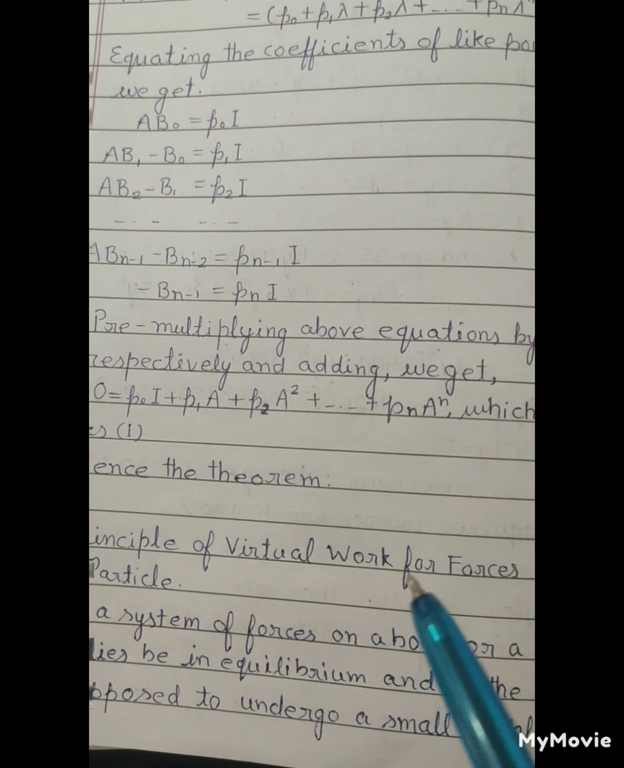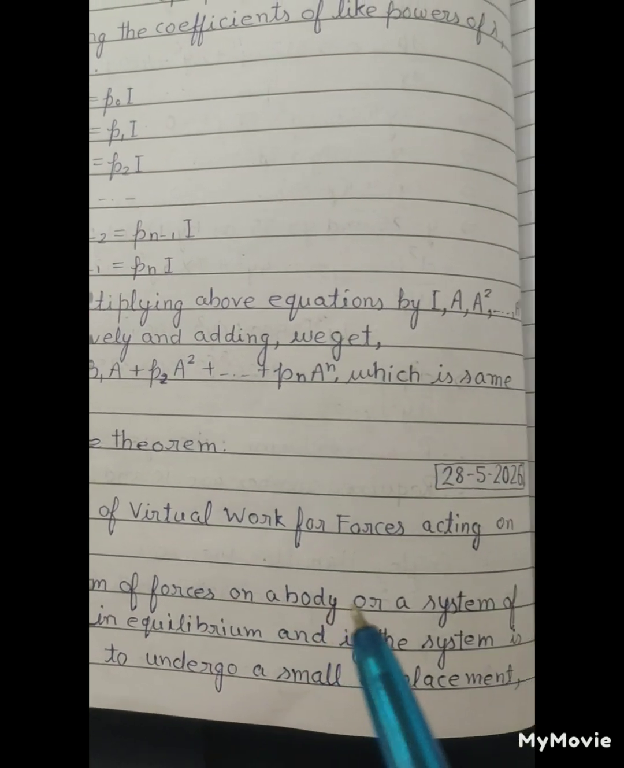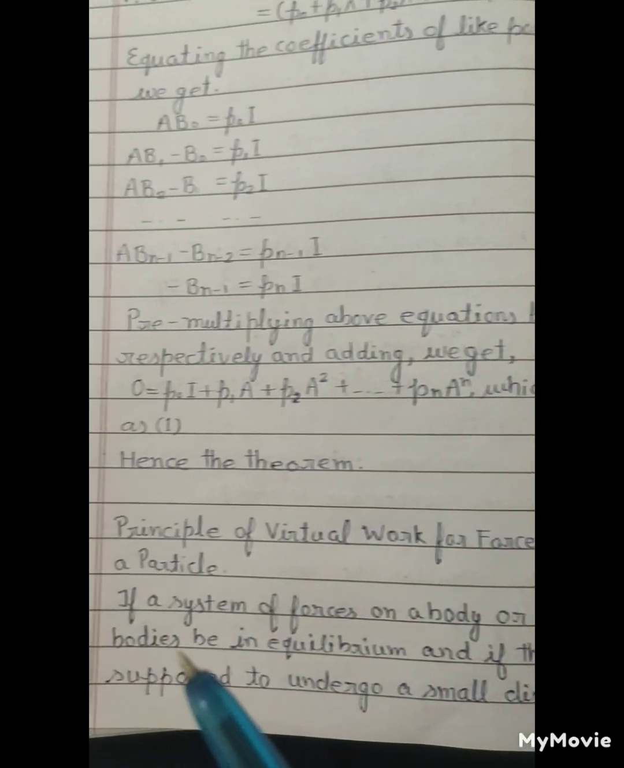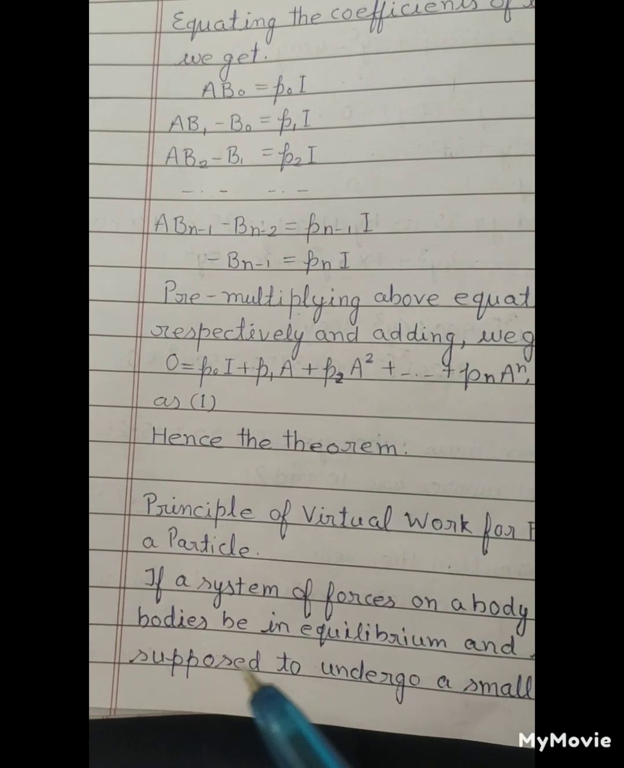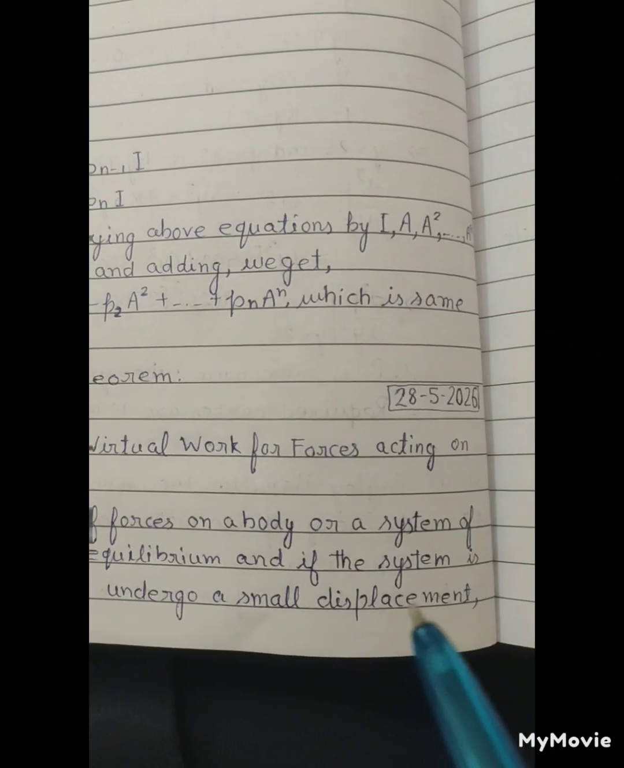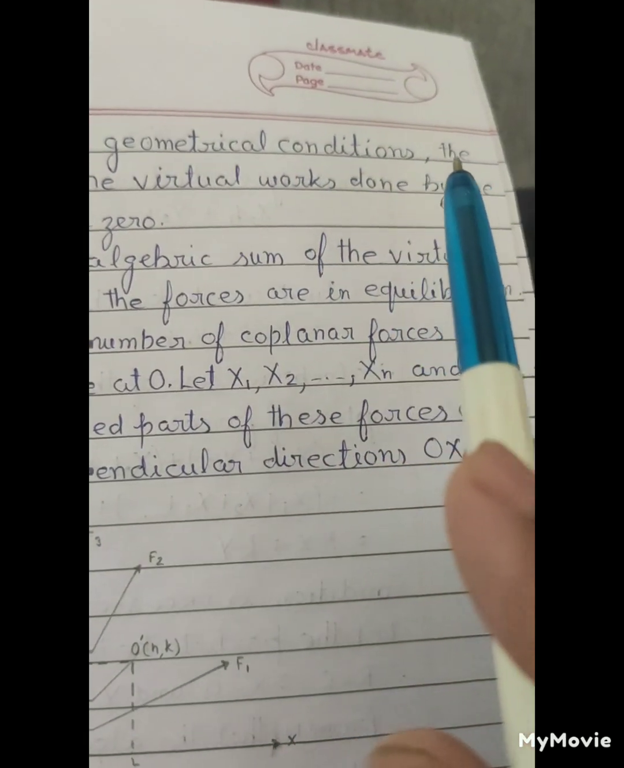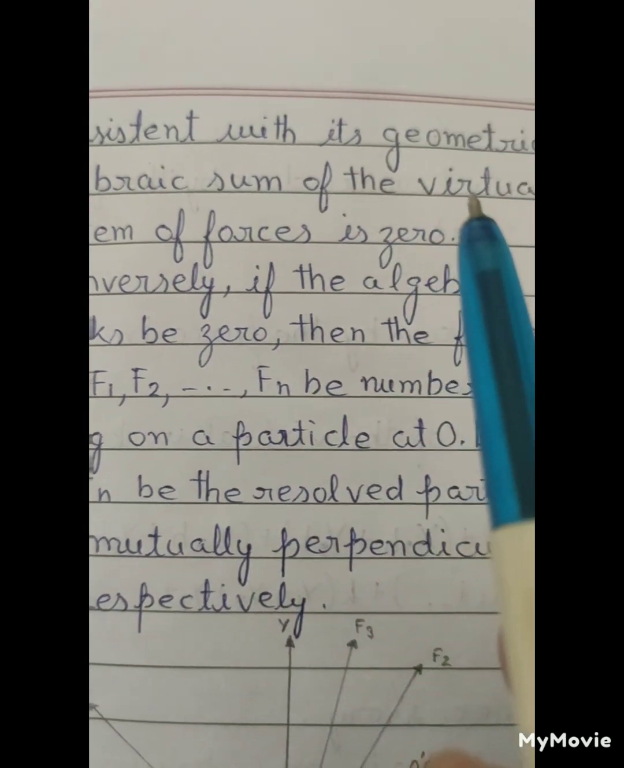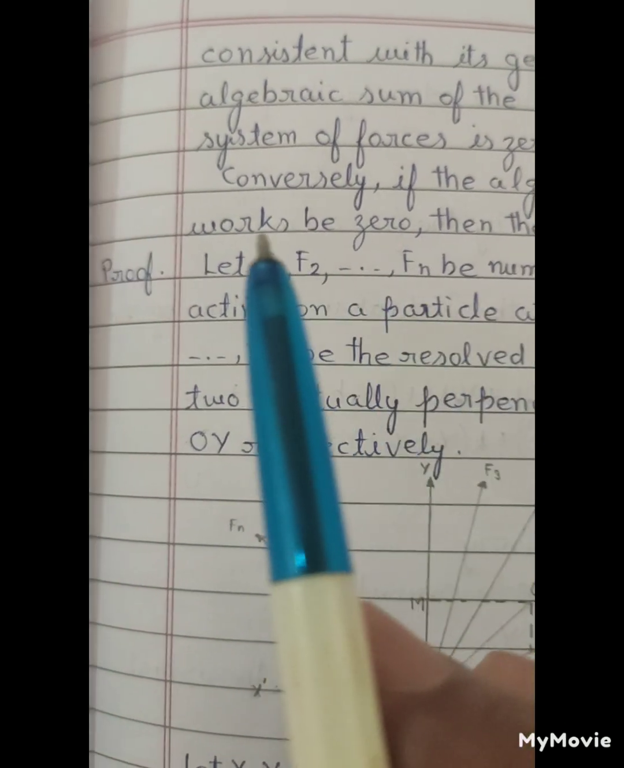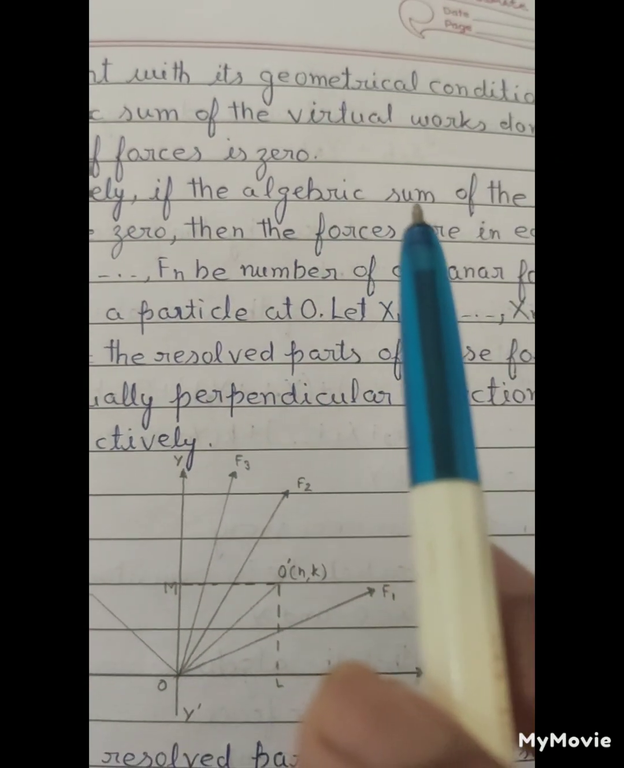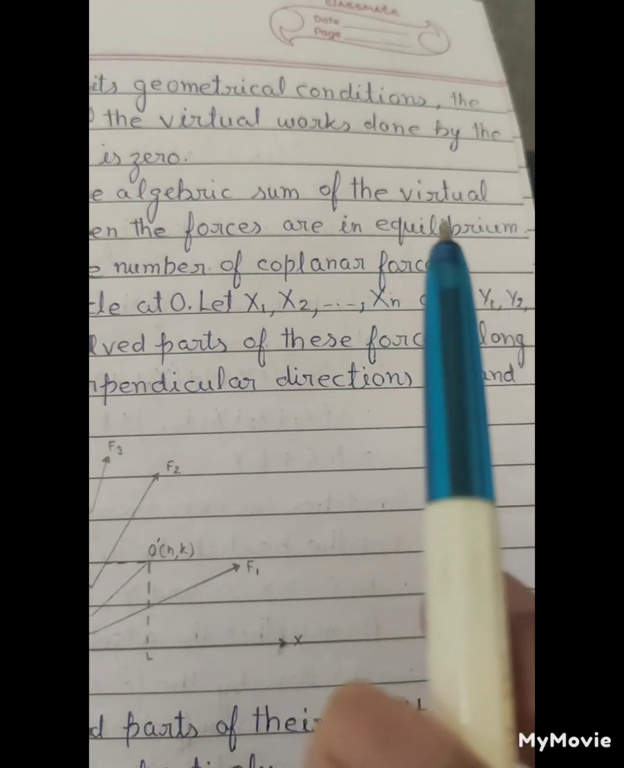Article: the principle of virtual work for the forces acting on a particle. If the system of the forces on a body or a system of bodies be in equilibrium, and if the system is supposed to undergo a small displacement consistent with its geometrical conditions, the algebraic sum of the virtual work done by the system of forces is 0. Conversely, if the algebraic sum of the virtual work be 0, the forces are in equilibrium.